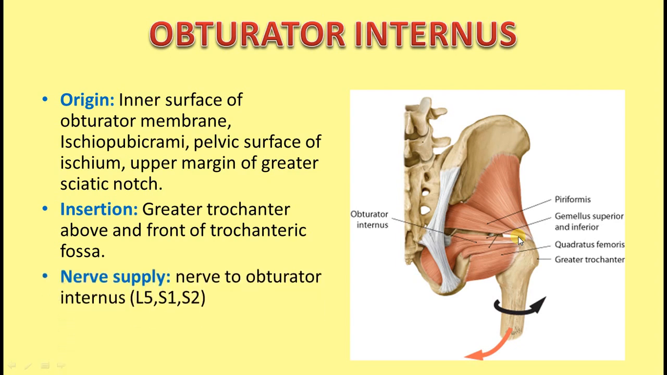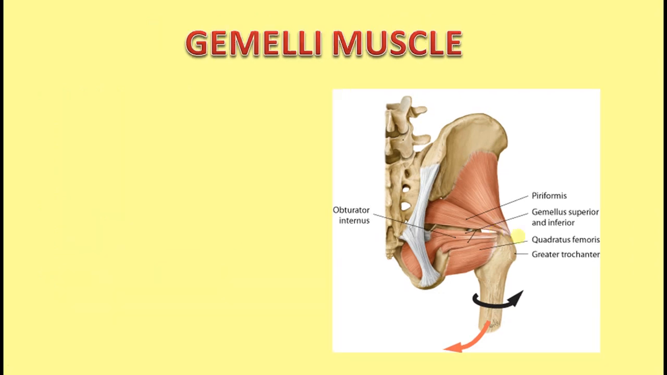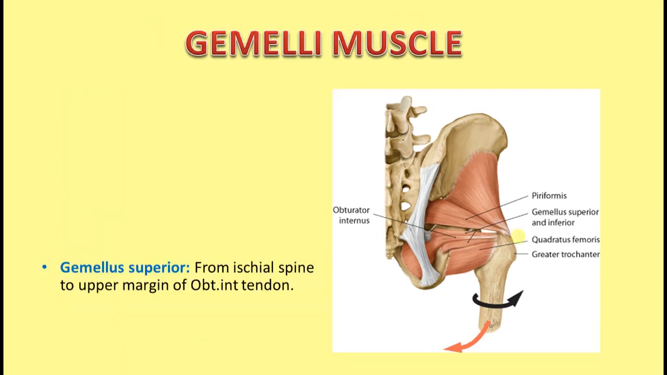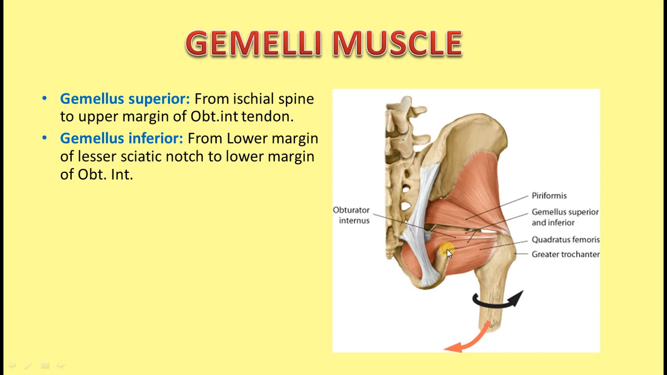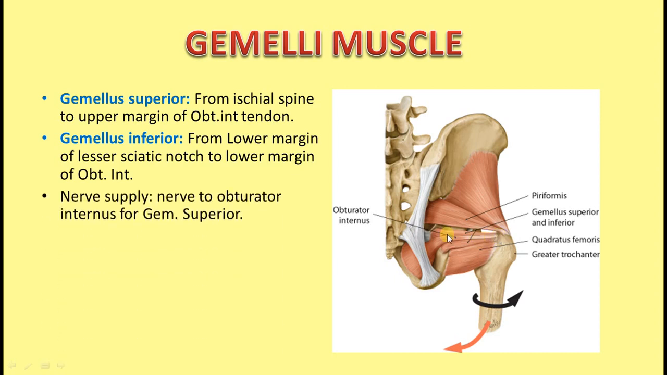So the nerve to obturator internus is L5, S1 and S2. The next muscle is the gemellus muscle. The superior gemellus arises from the spine of the ischium and joins with the tendon of obturator internus along the upper margin. Gemellus inferior, from the lower border of the lesser sciatic notch, joins along the lower margin of the obturator internus and again gets inserted in the same place along with the obturator internus tendon. So the superior gemellus is supplied by the nerve to obturator internus, whereas the inferior gemellus is supplied by the nerve to quadratus femoris.